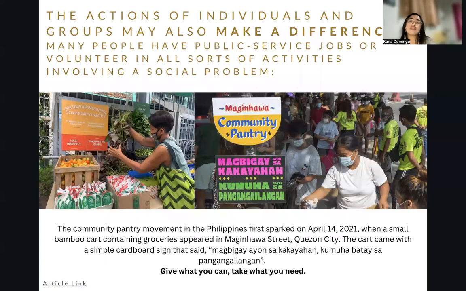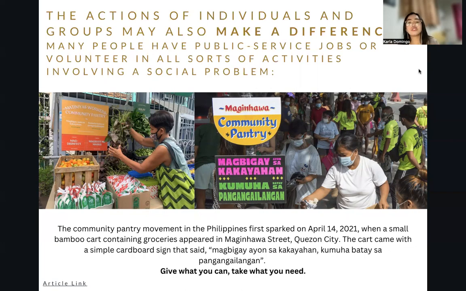So the actions of individuals and groups may also make a difference. Many people have public service jobs or volunteer in all sorts of activities involving a social problem. Do you guys remember the community pantries back in the height of the pandemic? The community pantry movement in the Philippines first sparked in April 2021 when a small bamboo cart containing groceries appeared in Maginhawa, QC. And the cart came with a simple cardboard sign that said, "Magbigay ayon sa kakayahan, kumuha batay sa pangangailangan." So give what you can and take what you need.